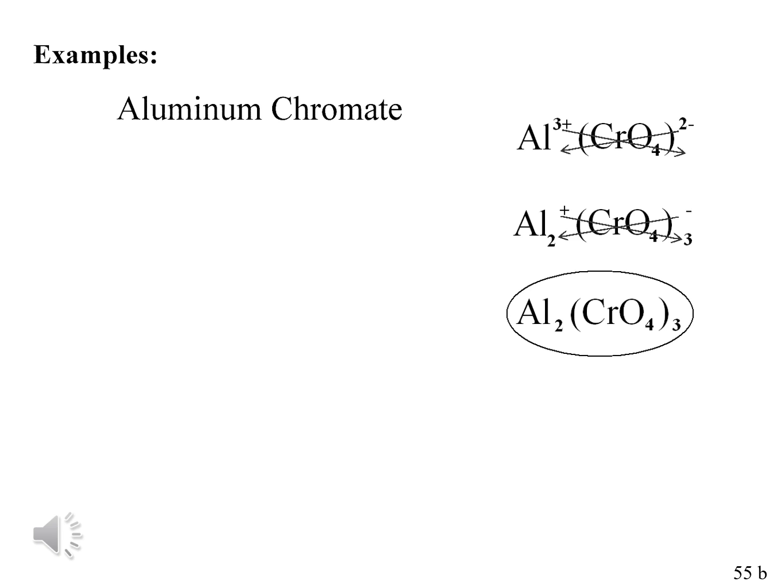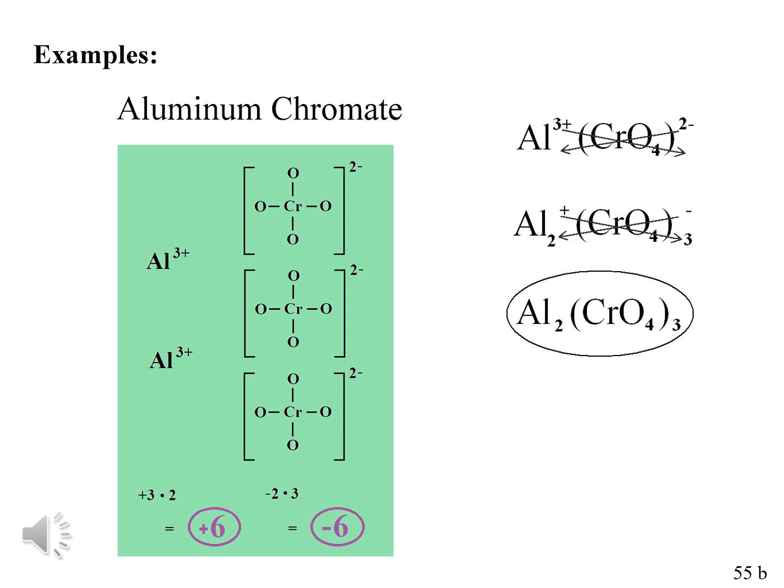I want to show you that this does actually give you a neutral compound. If you draw what this actually is, it's 2 aluminums at +3, which is +6, and 3 groups of 2 minus chromate, which is minus 6. The cross method will always give you a neutral compound if you do it correctly.